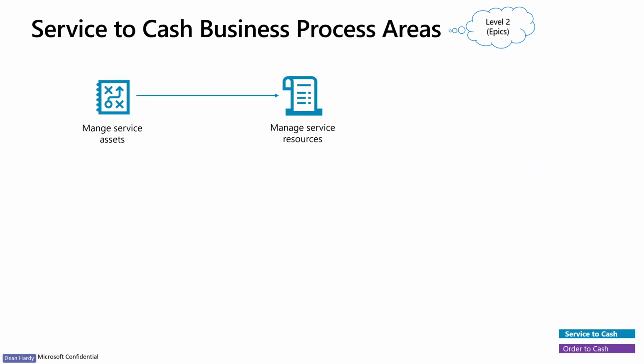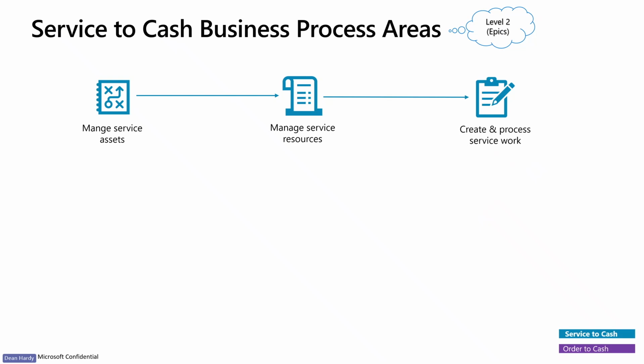Manage service resources. This process area covers planning and recruiting your service workforce, managing service capacity and availability, and maintaining resource records in the system. Create and process service work. This process area covers the definition of service policies, management of service requests, scheduling and dispatch, service delivery, and completion of service orders. The 3 process areas I just mentioned are unique to the service-to-cash process.